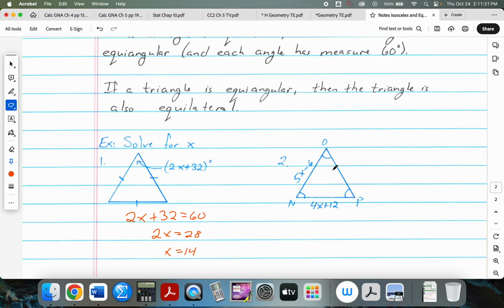Here, if this is equiangular, well, we know that all the sides are congruent then. So 4x plus 12 is equal to 5x minus 6. Subtract the 4x and add the 6. And we get that x is equal to 18. Any questions about that? All right, your assignment's in the book.